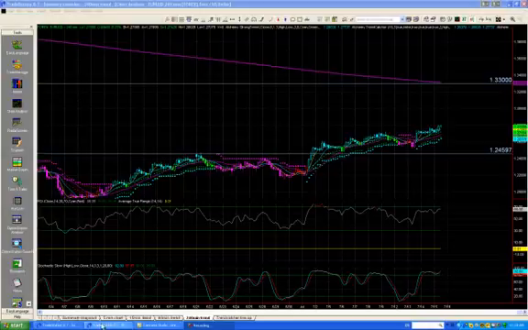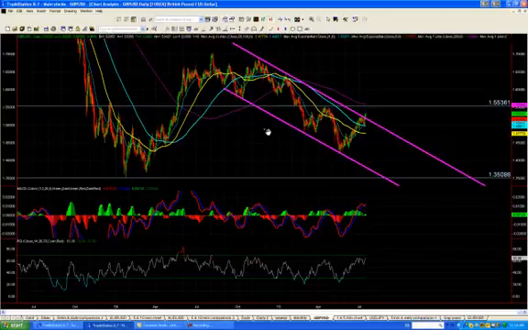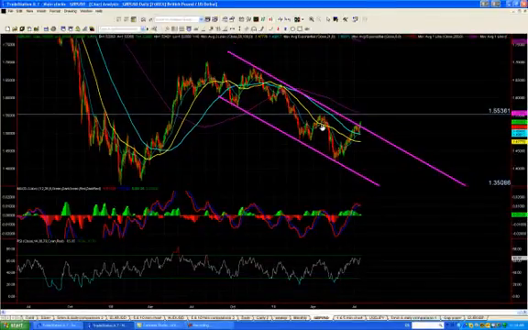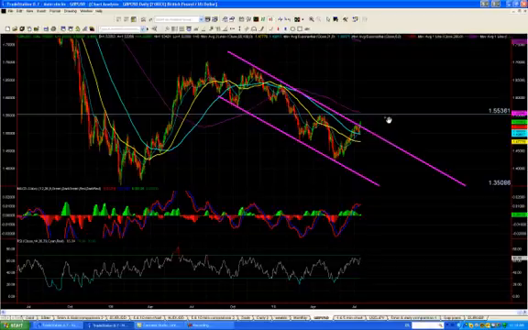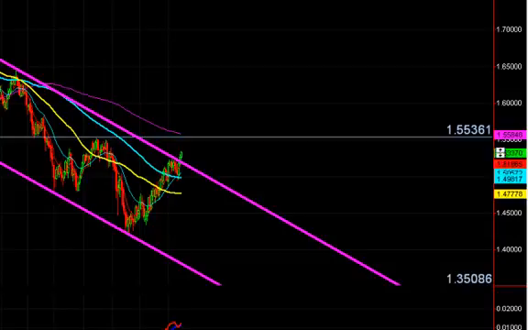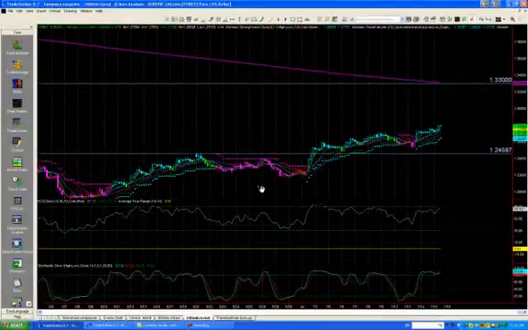Okay, let's have a look at sterling now. Again, similar story with the euro. In between these large lines, you can see the primary trend was clearly down, and now we've broken out of that. And this sort of zone here is where I'm looking for sterling to go, 1.553.